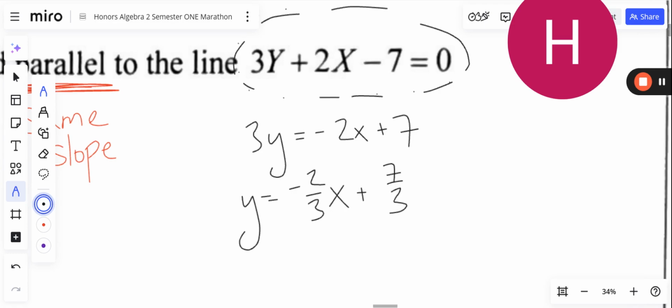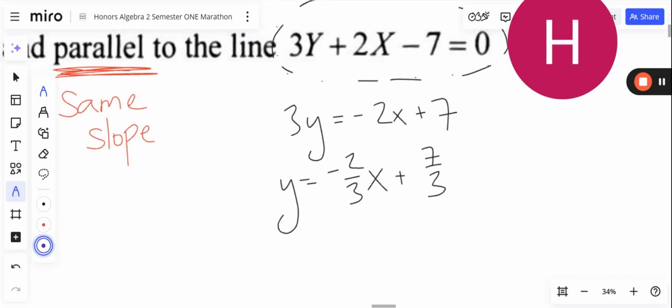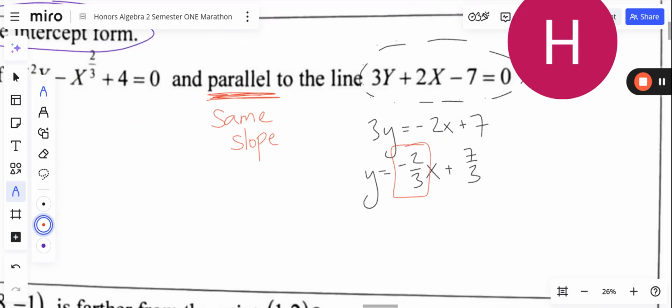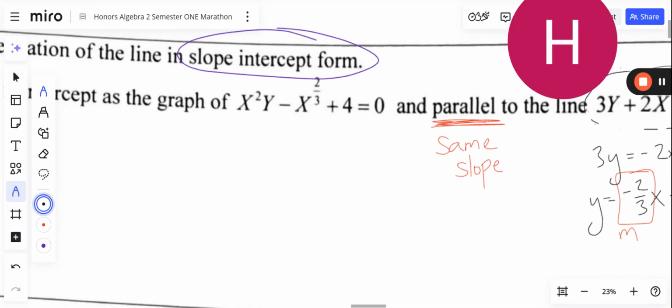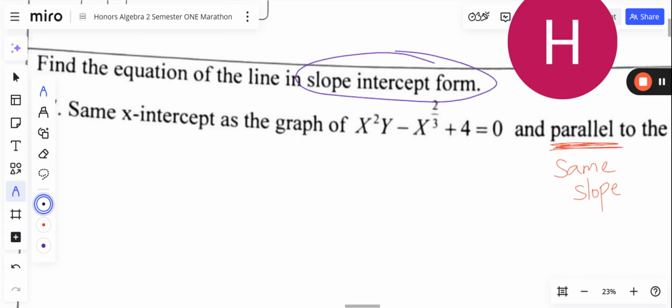But again, the 7 over 3 doesn't matter. All we need this for is its slope. Parallel means same slope. Okay, so there's the slope, there's the m value. But what about the point? How are we going to get this in slope-intercept form?